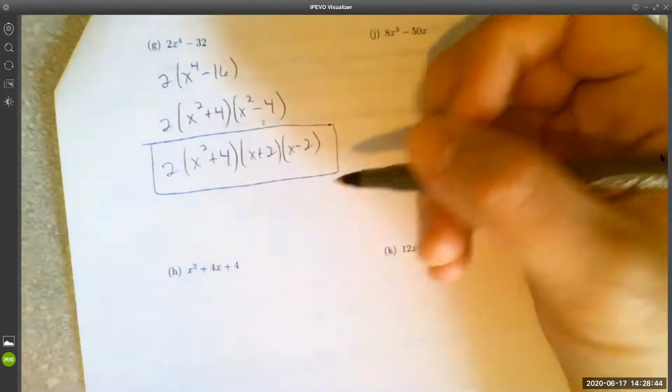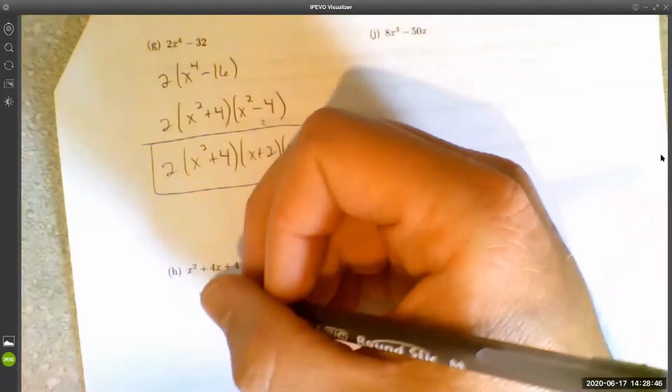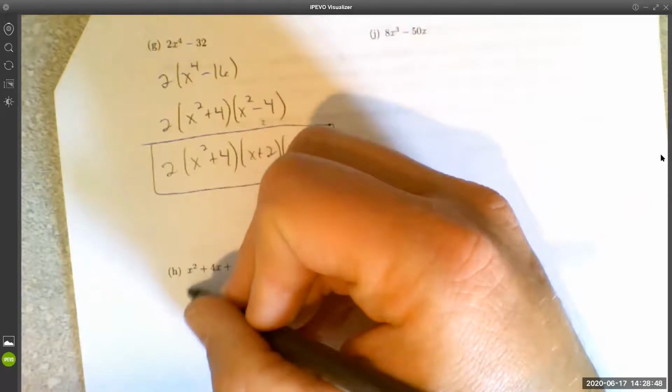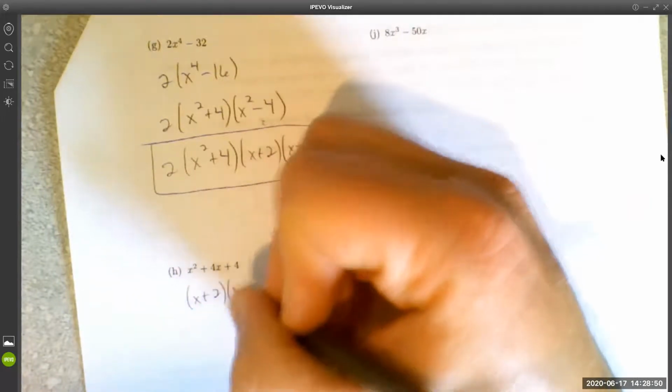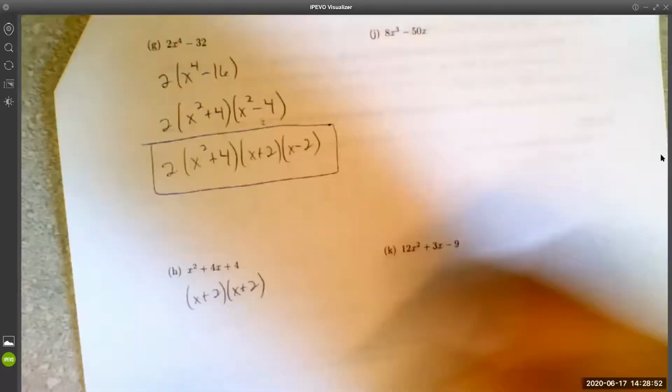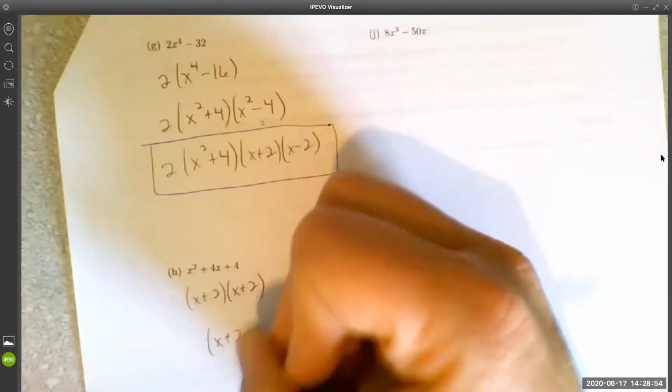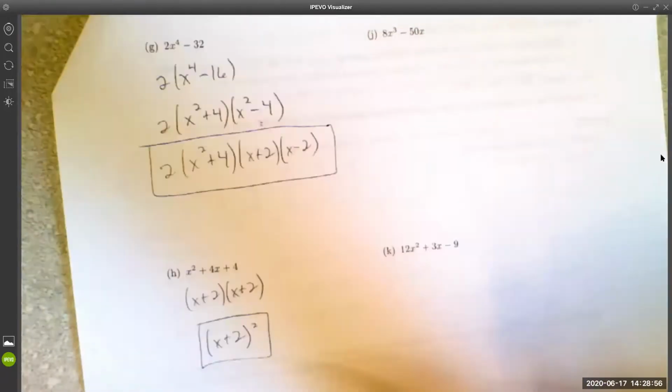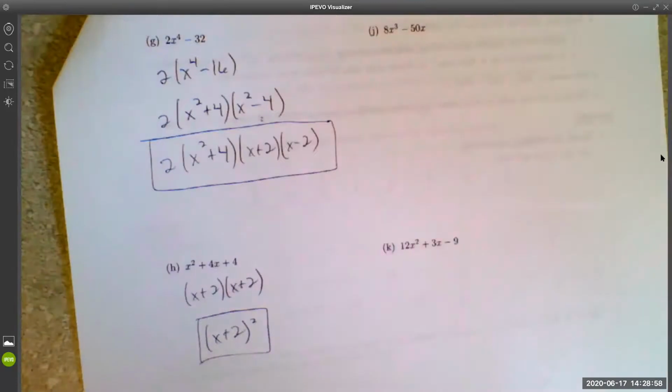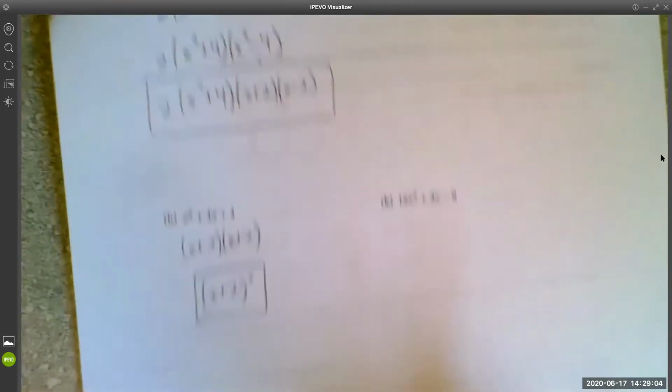Okay, I'm going to work out part H now. Part H is kind of easy. If you like, though, you can call it x plus 2 squared instead of x plus 2 times x plus 2. I'm okay with it either way, but anyway.